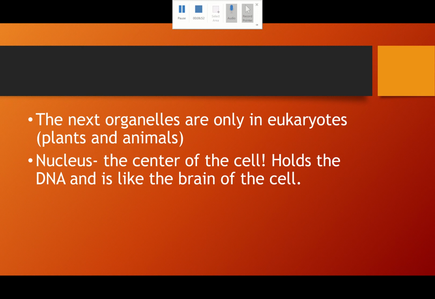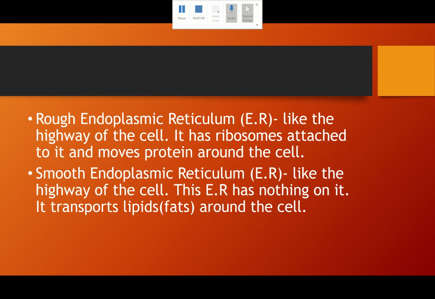But the nucleus is the center. On our picture, it's that bright purple circle. It acts as a brain. It holds all your DNA and protects it because your DNA tells you who you are. It tells your body everything about you and what you need to survive.